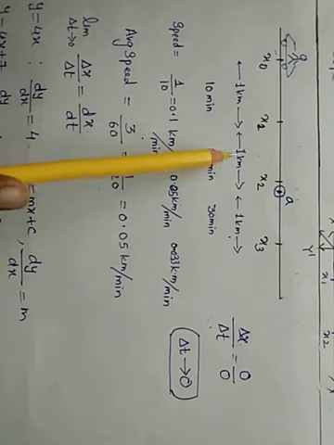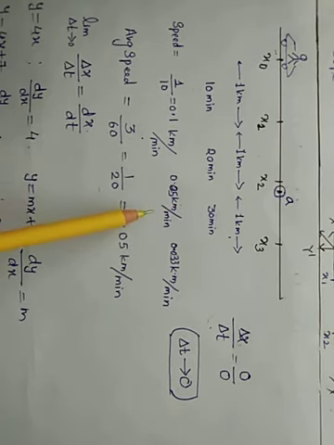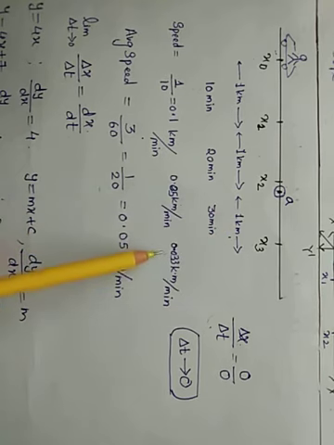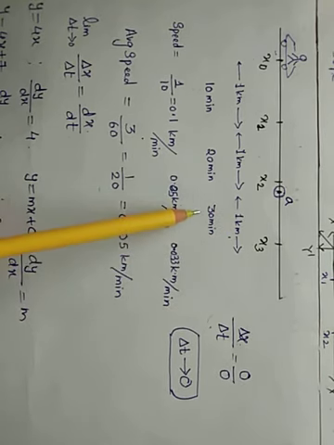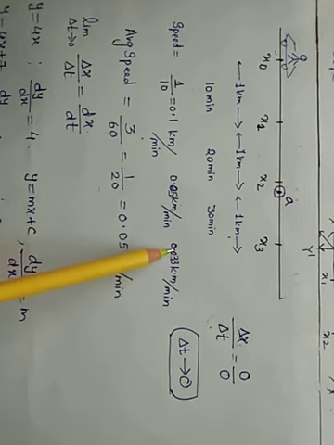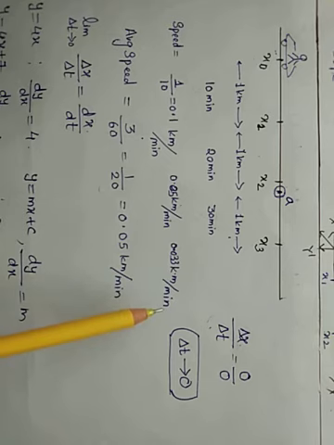In second case it is 1 upon 20, that is 0.05 kilometer per minute. In third case, this 1 kilometer, it is 1 upon 30 children, that is 0.033 kilometer per minute. Is it clear children?